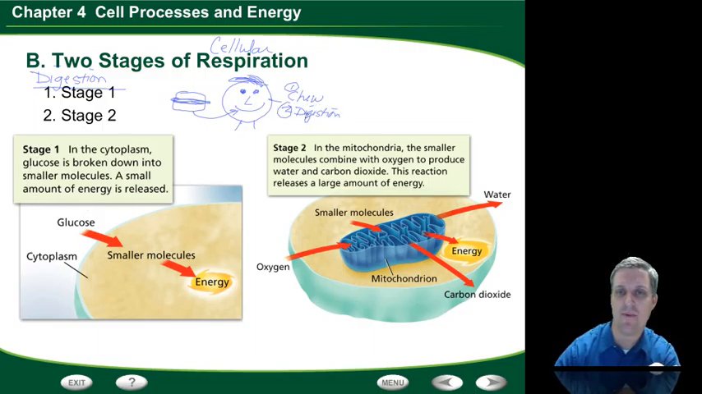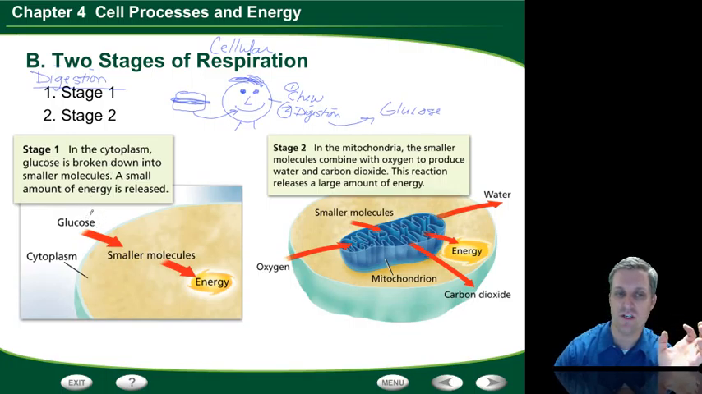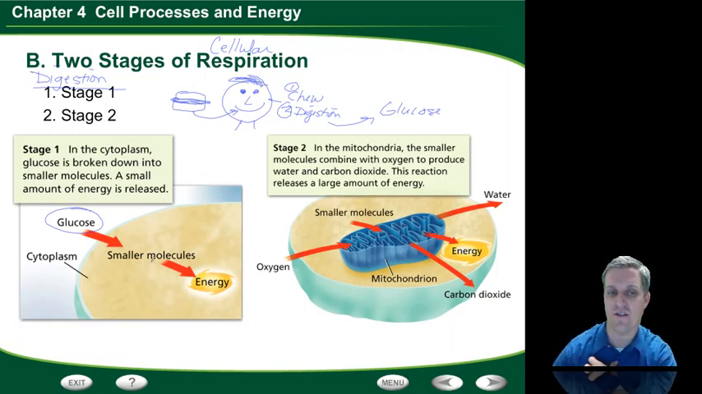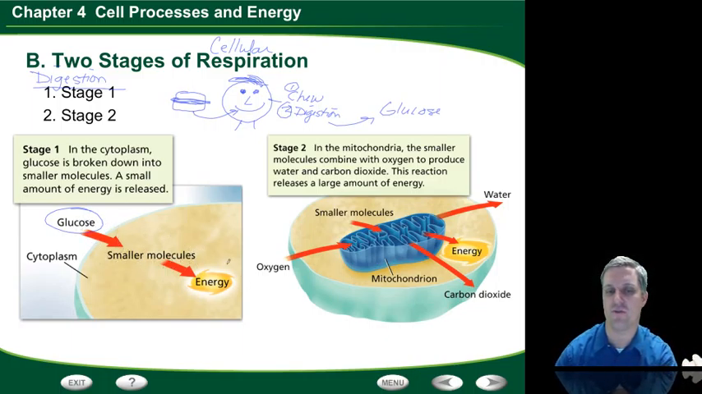And so what we get as a result of digestion is the simplest form of energy, which is glucose. So down here in stage one, the glucose enters into the cell, into the cytoplasm. And in the cell, it's broken down into smaller and smaller molecules. As it's broken down, you have some small amounts of energy that are just released right here in the cytoplasm. So in the first stage, you get small levels of energy released.